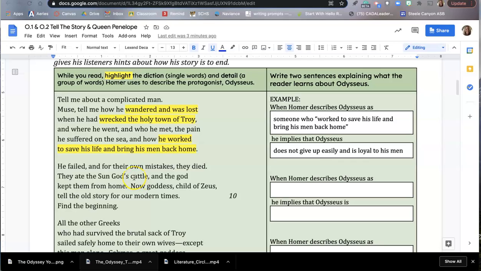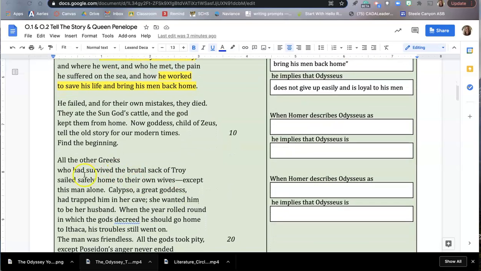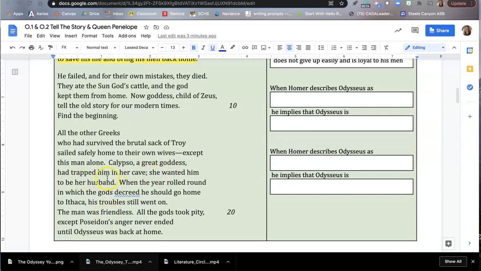So he failed, for their own mistakes they died. They ate the sun god's cattle, and the god kept them from home. Now, goddess, child of Zeus, tell the old story for modern times. Find the beginning. All the other Greeks who had survived the brutal attack of Troy sailed safely home to their own wives, except this man alone. Calypso, a great goddess, had trapped him in her cave. She wanted him to be her husband. When the year rolled around in which the gods decreed he should go home to Ithaca, his troubles still went on. The man was friendless. All the gods took pity, except Poseidon's anger never ended until Odysseus was back at home.